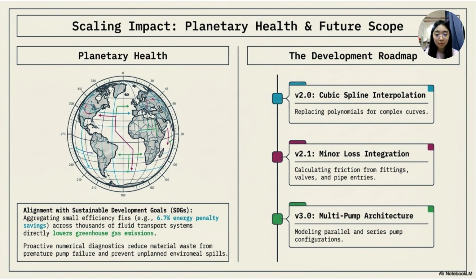Looking ahead, we have proposed three major improvements. First, replacing polynomial regression with cubic spline interpolation for more accurate pump curve modeling. Second, including minor loss calculations such as losses from valves, fittings, and pipe entrance. Finally, extending the application to support multiple pumps operating in series or parallel, making it suitable for more complex industrial systems.